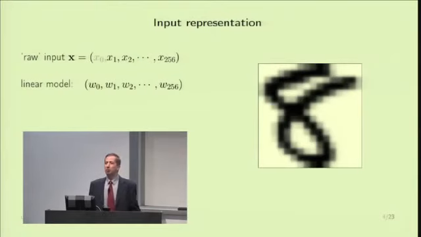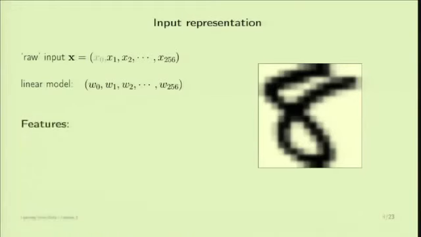We know something about the problem. We know that it's not really the individual pixels that matter. You can probably extract some features from the inputs and then give those to the learning algorithm and let the learning algorithm figure out the pattern. Okay, so this gives us the idea of features.